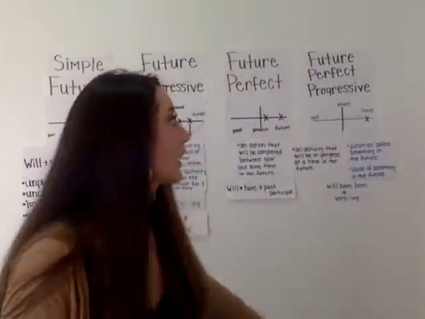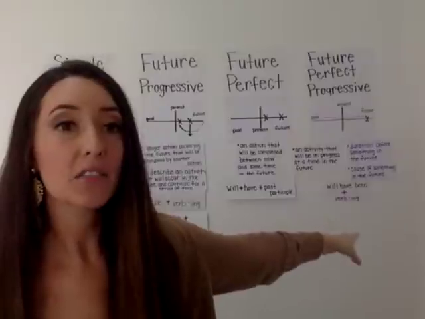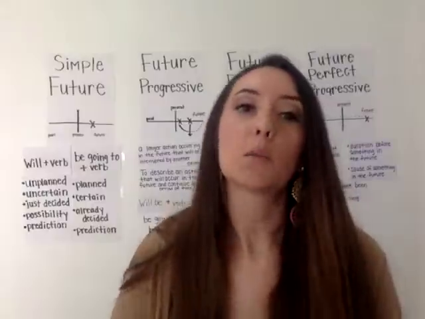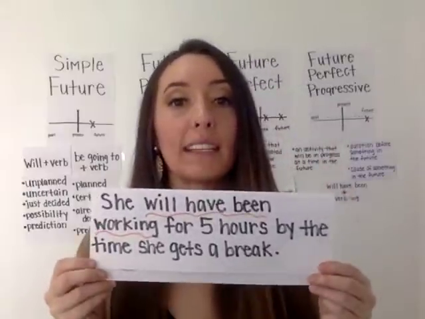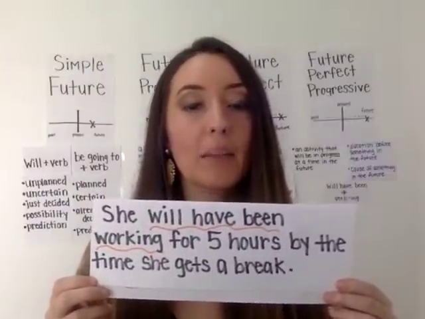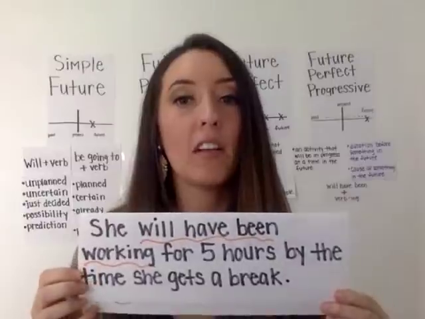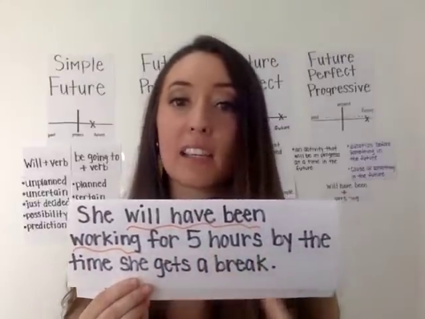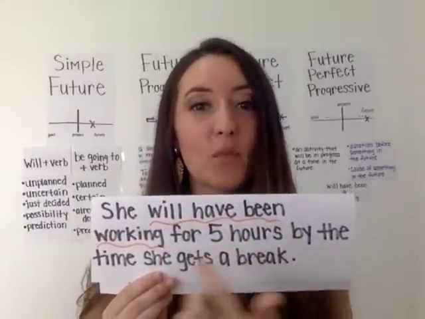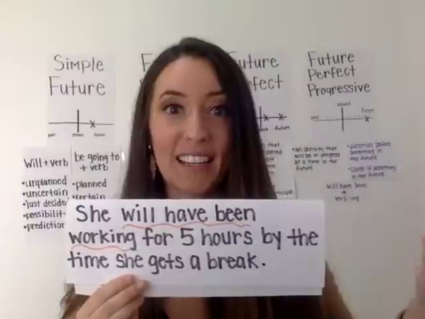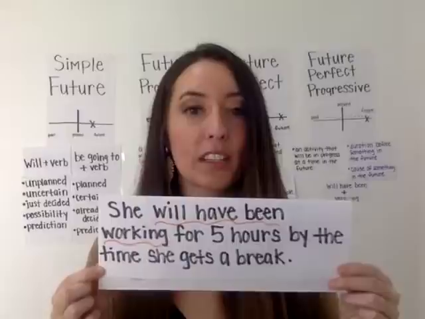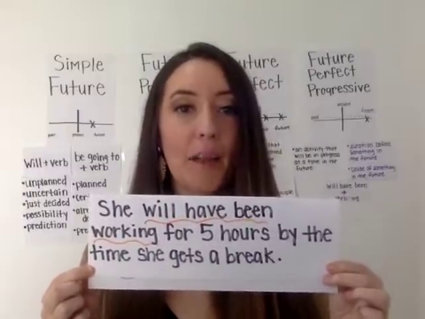So as I said before, it's used for a duration before something in the future and also the cause of something in the future. So when we talk about duration, we can say, she will have been working for 5 hours by the time she gets a break. Okay? The future event is that she's going to get a break sometime in the future. The duration is that she will have been working for 5 hours already. So she's ready for a break. She's ready for her lunch break. She will have been working for 5 hours by the time she gets a break.